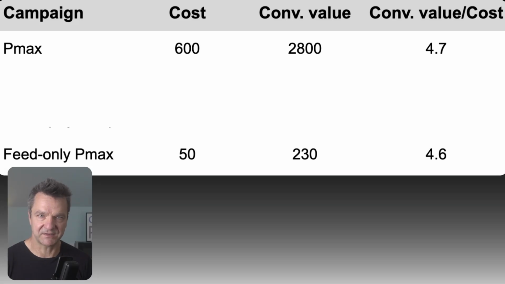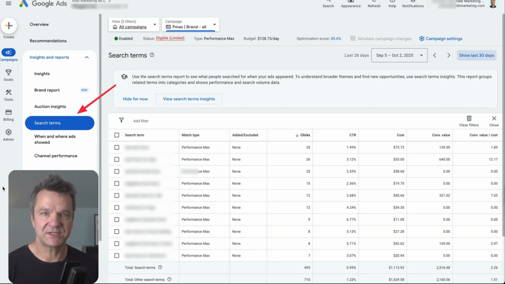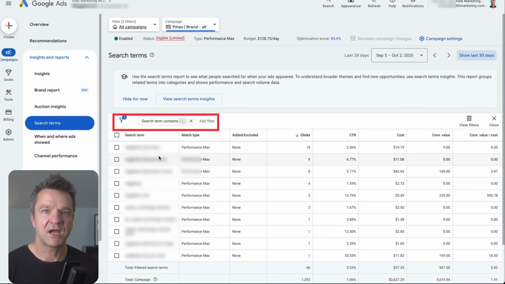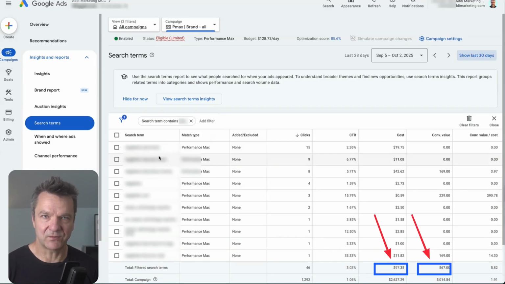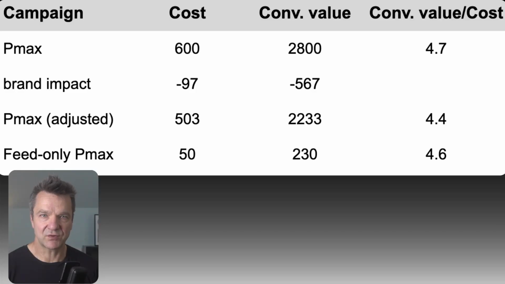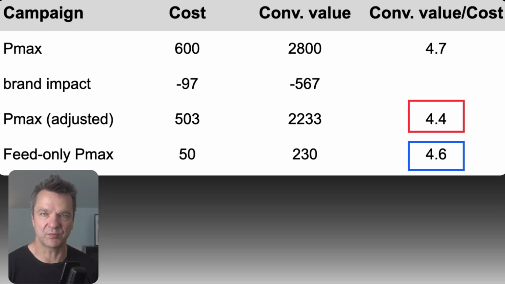unfair comparison. To adjust for this, open the Search Terms report for your analysis period, filter for terms containing your brand name, and note the cost and conversion value from branded searches. Subtract these branded metrics from your full asset group totals. Finally, calculate the ROAS for both the adjusted full asset group and the feed-only group to make a fair comparison. Based on your test results, pause the asset group that shows poorer performance.